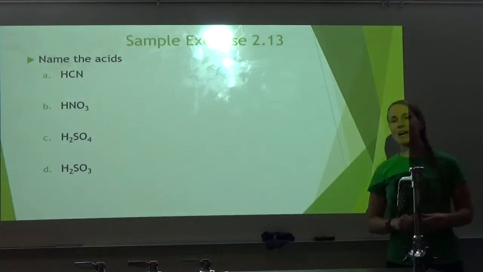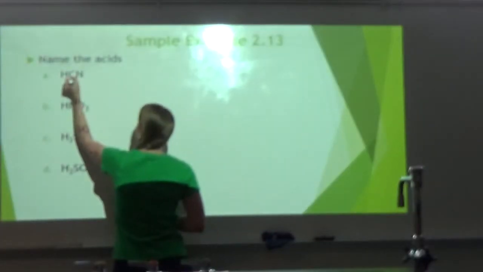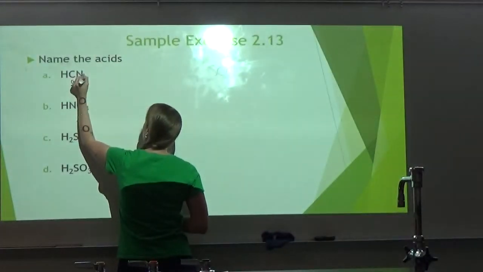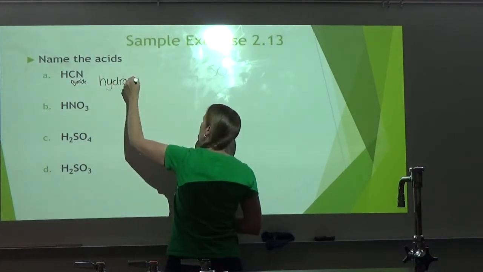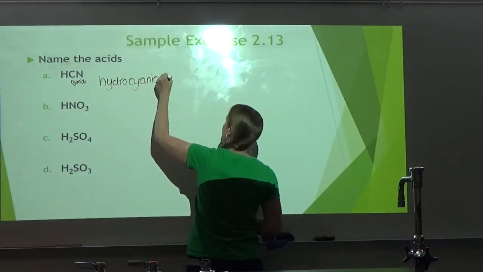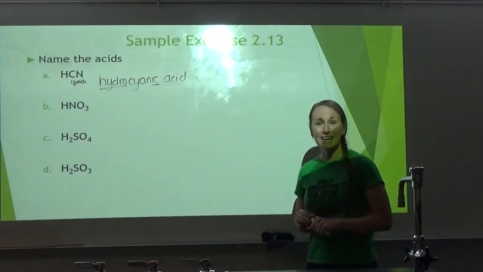All right, so let's look at some acids together real quick. Okay, so HCN. CN is cyanide. So remember, if it ends in "ide," we call it hydrocyanic acid. So you can see I added the prefix hydro and the suffix "ic."